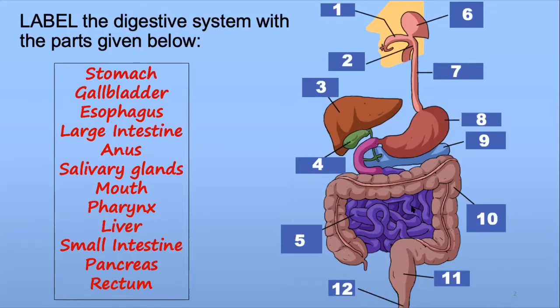Number 10, this is what you call your large intestine. Number 11, that is what you call the rectum. And number 12, the last one, that is what you call the anus. Okay, so I hope you remember all of these structures because this will help you advance in our lesson for today.